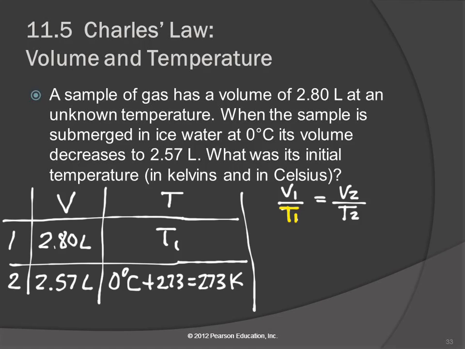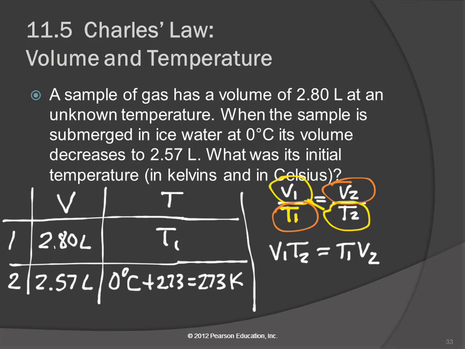Cross multiplying is where you take the top of one side and the bottom of the other, and you multiply those, and you take the bottom and the top and you multiply those. So V1 times T2 is equal to T1 times V2. That's cross multiplying. The top, V1, times the bottom on the other side, T2. That equals the bottom of the first side times the top of the other side.